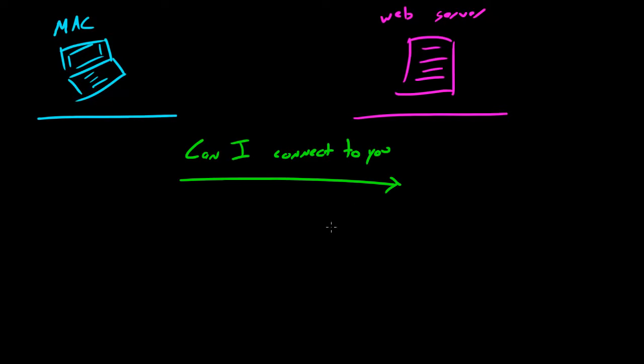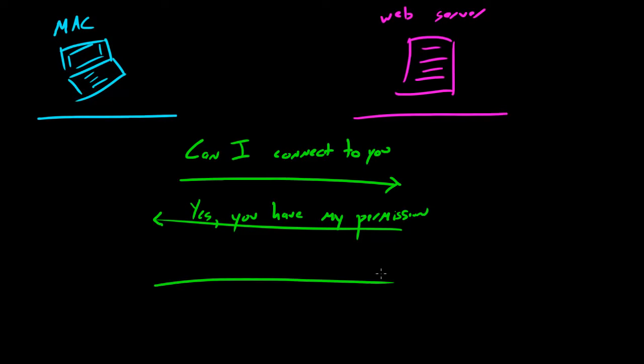For example, if it's a personal home server, it's going to, of course, say no. But since this is a web server, we'll say it's my web server for thenewboston.org. Best website ever, by the way. The web server is going to go, yes, you have my permission. Now the Mac knows that it has the authority to connect.